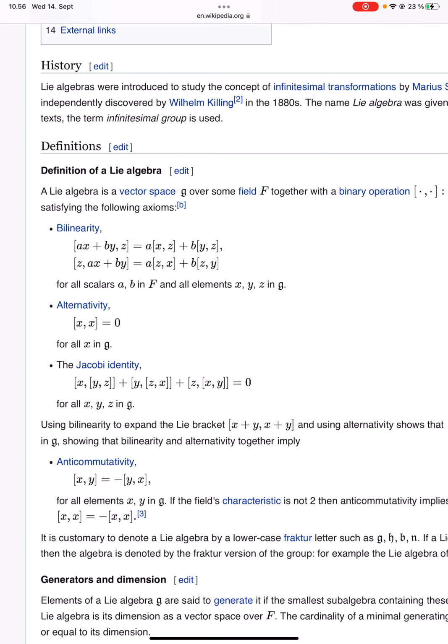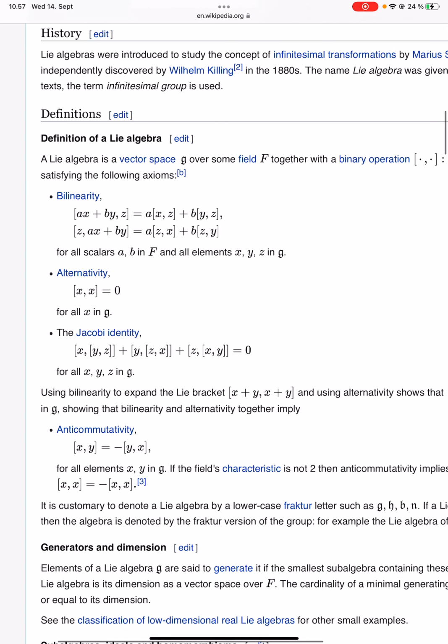Any vector bracketed with itself has to be 0, and the most important property is usually the Jacobi identity: if you bracket two vectors you get a vector, so you can bracket that again with a third vector, and if you do this in a cyclic order and add them up, you always end up with 0. From these follows an important property, anti-commutativity. If you reorder x and y, you have to multiply by a negative. Multiplying by a negative, remember, makes sense in a vector space. So this is it: the vector space plus some operation like this.